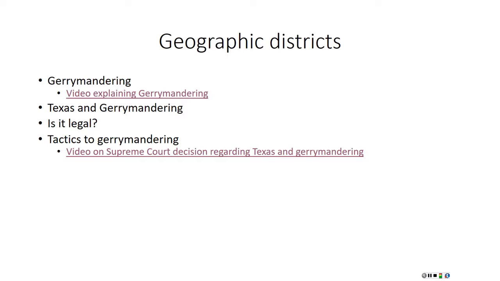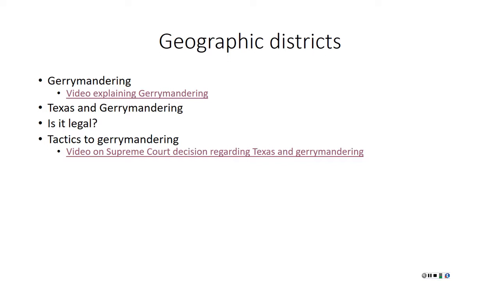The last tactic, the fourth tactic, is something called pairing. P-A-I-R-I-N-G. The pairing technique. What you're going to learn in a few minutes is to represent a district, you have to live in your district.